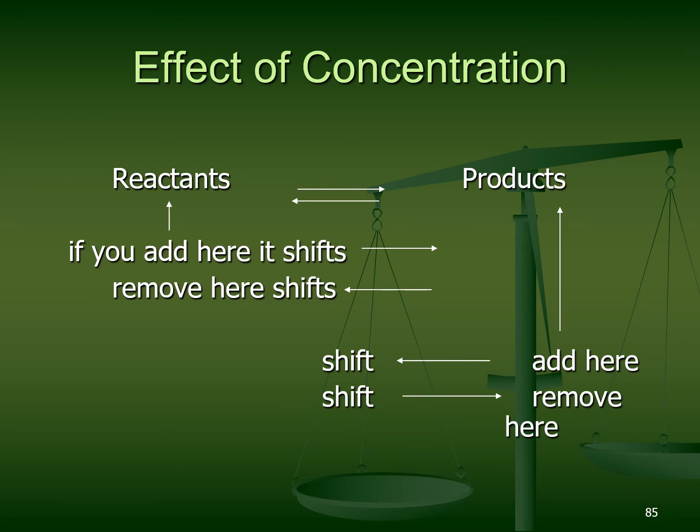On the other hand, if we add some products, it will shift to the left toward the reactants, or if we remove some products, it will shift to the right. So we can shift equilibriums back and forth depending on which way. Usually we want to produce more products, at least in manufacturing, but you can go either way.